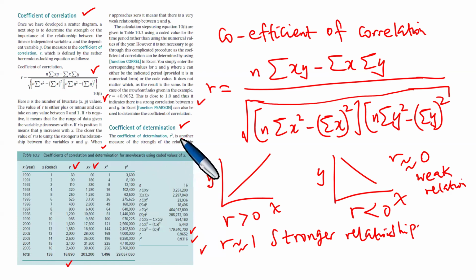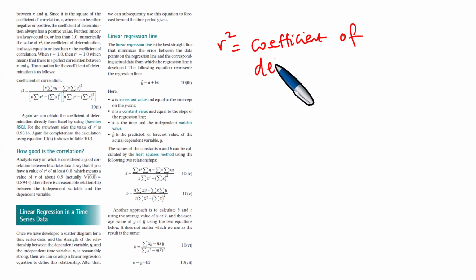Now, since it is the square of the coefficient of correlation, obviously it is the coefficient of determination that this is referring to. So r squared is another measure of the strength of the relationship between x and y. We're speaking about r squared. Since it is the square of the coefficient of correlation, the square of the coefficient of correlation is the coefficient of determination. Now let us continue and look at a couple of other results.